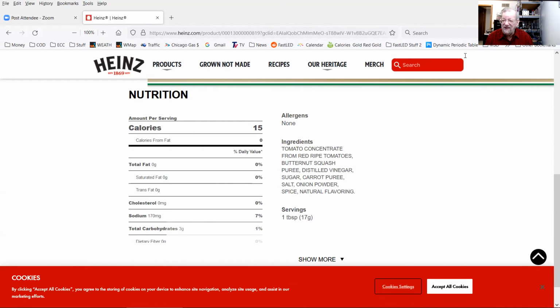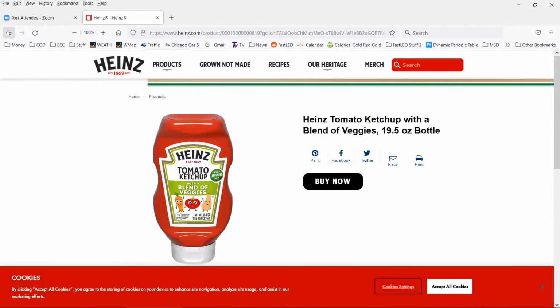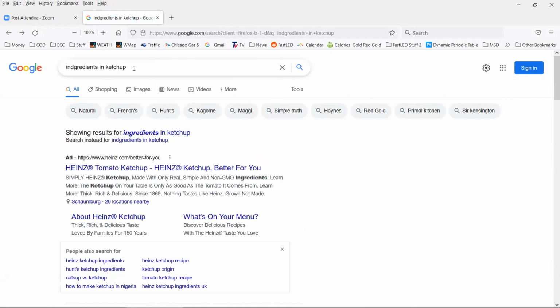And if you look on your screen, thumbs up, people. Can you see nutrition on your screen for Heinz? Thank you, Ruben. If you look over here, ingredients: tomato concentrate from red ripe tomatoes. I hope they don't use non-ripe tomatoes. Oh, I didn't know they put butternut squash in there. But here we have distilled vinegar. That means pure vinegar. And what that means is there's acetic acid in vinegar, which makes it, guess what? Acidic.